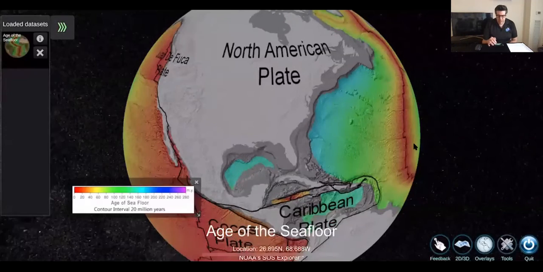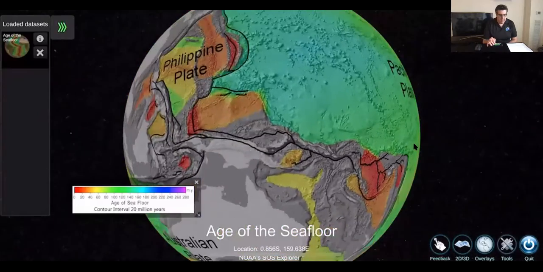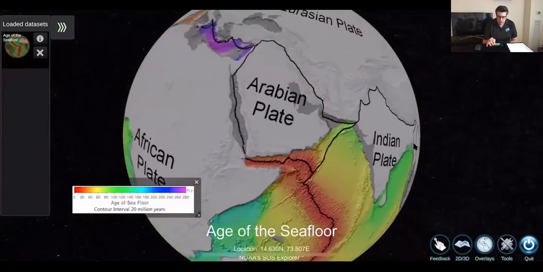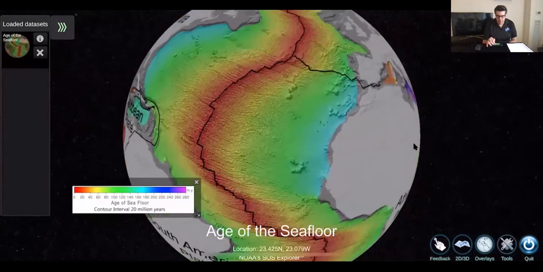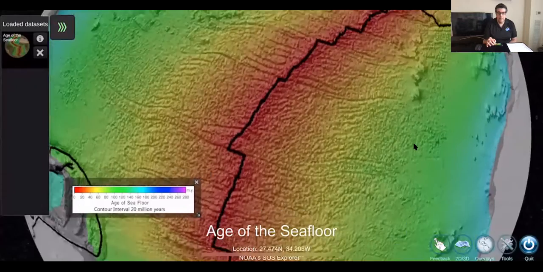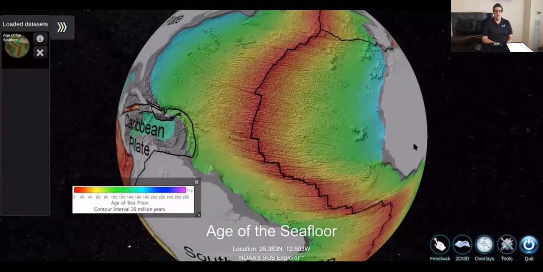And so as we spin the Earth around, you see all these different colors here, right? What we can see in the red areas is pretty young sea floor, okay? Like right here, along the mid-Atlantic ridge, the middle of the Atlantic Ocean. That is what we call a divergent boundary, meaning that these two plates, like the North American plate and the African plate, for example, are diverging, or moving apart, all right?